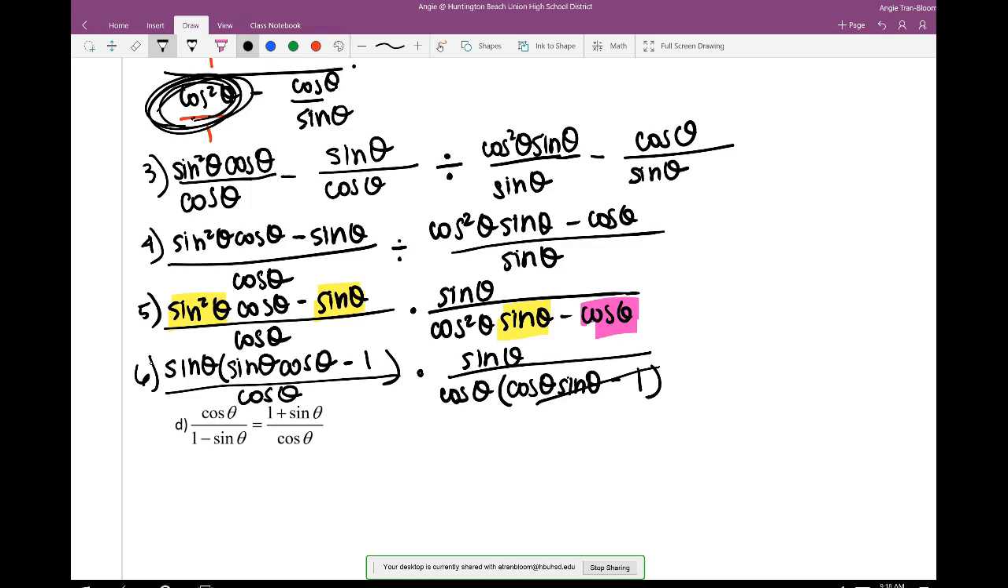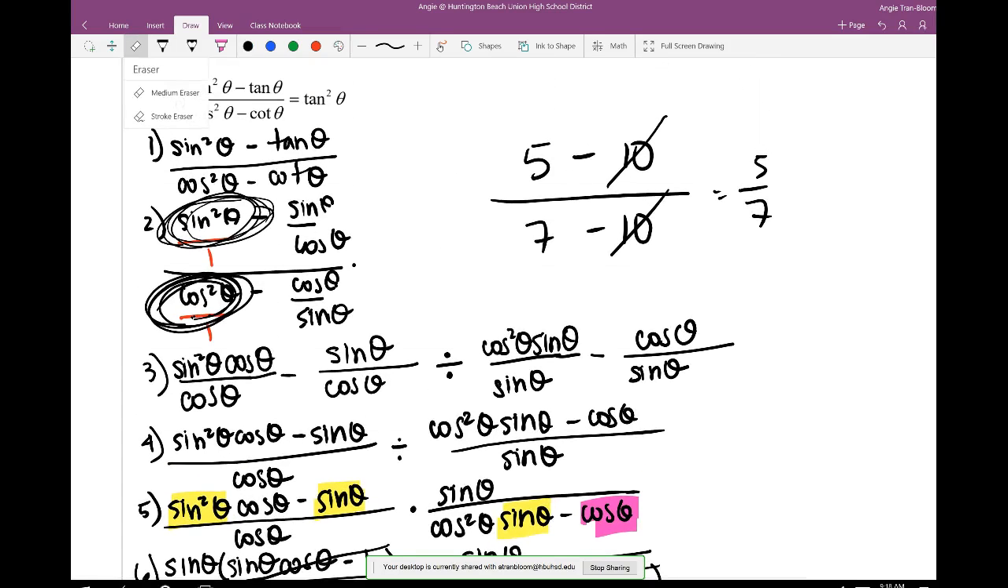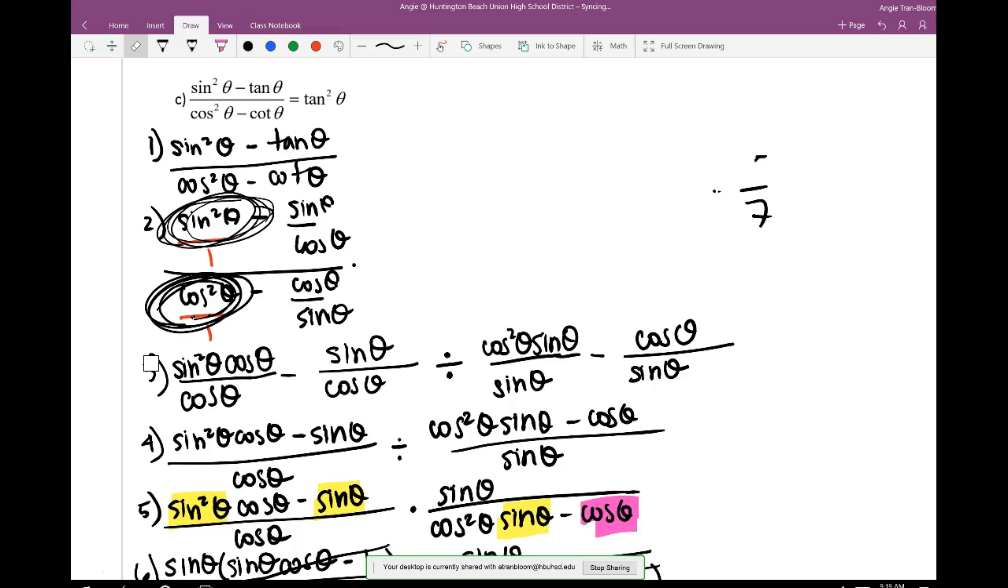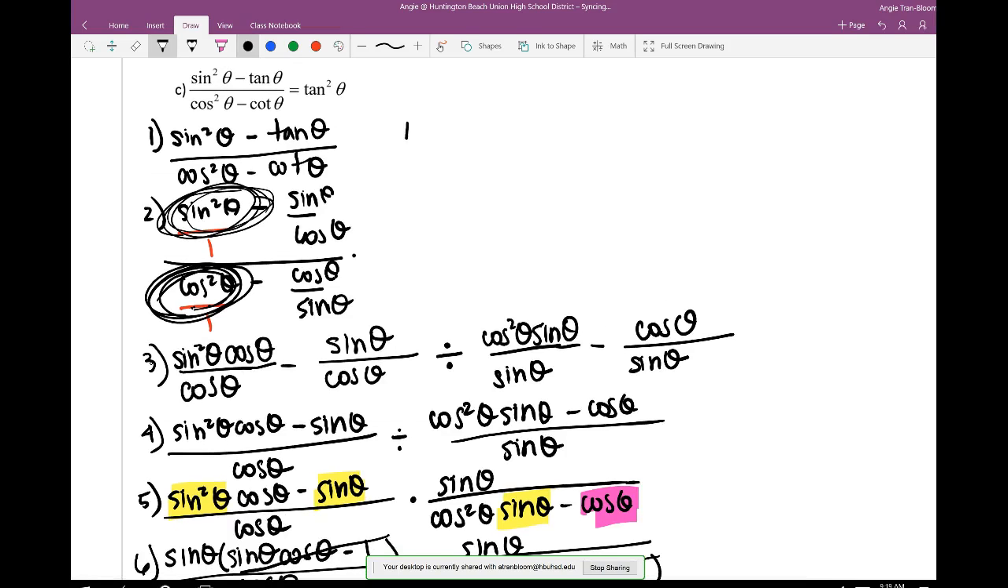Yes. Excellent. Okay, so I'm on step 7, which I need to bring up here because I'm running out of space. I need to erase really quick. All right, so that was step 6. Step 7, what do I now have? Sine of theta over cosine of theta times, what's the other side?